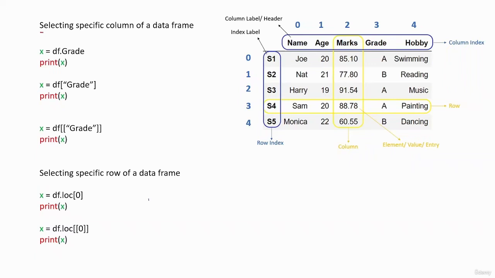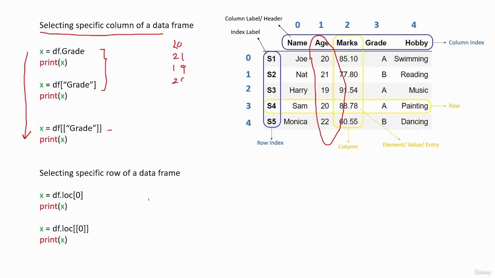Now let us see how to select a specific column in a data frame. Imagine I want to select this column. For that we can use any of these three commands. These two commands will return a pandas series and this command will return a pandas data frame. So the output of these two commands will be 20, 21, 19, 20, 22, then the indexes 0, 1, 2, 3, 4.